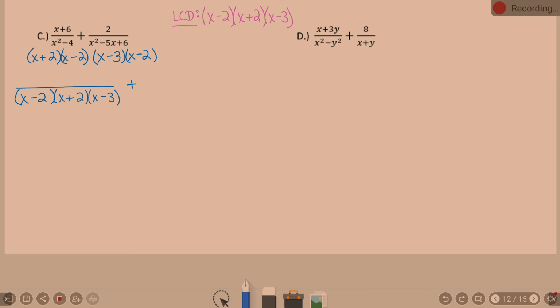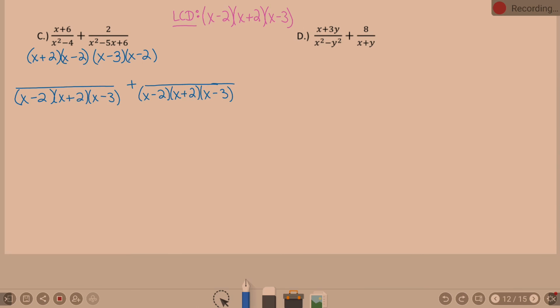I'm going to go ahead and write the next one out. It's going to be x minus 2, x plus 2, x minus 3. If you want to go ahead and put this together as one fraction, you can. Obviously there are ways to shorten up the work here, so I am totally okay with that.